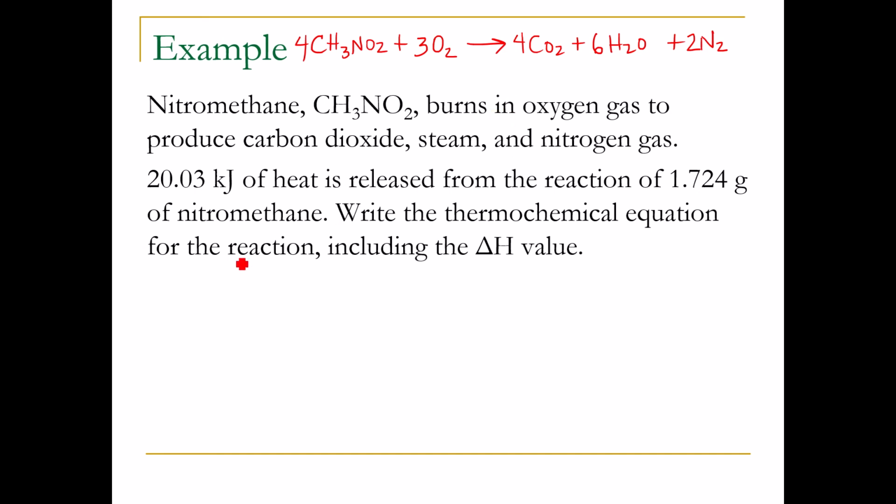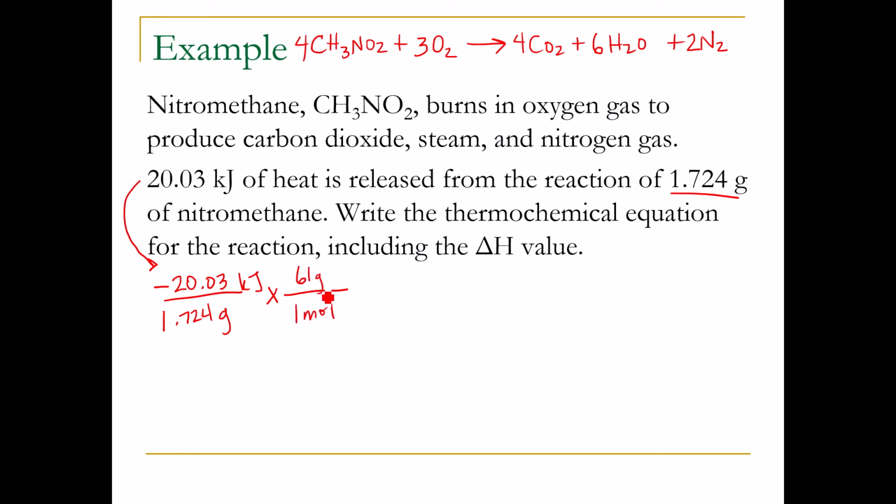Now we want to calculate delta H. So here is our Q value. I'm going to put a negative out front because it's released. So negative 20.03 kilojoules released per the 1.724 grams. So this tells us the Q value coming off based on our starting material. We want a per mole value, so we're going to use the molar mass of our nitromethane to convert our grams into moles.